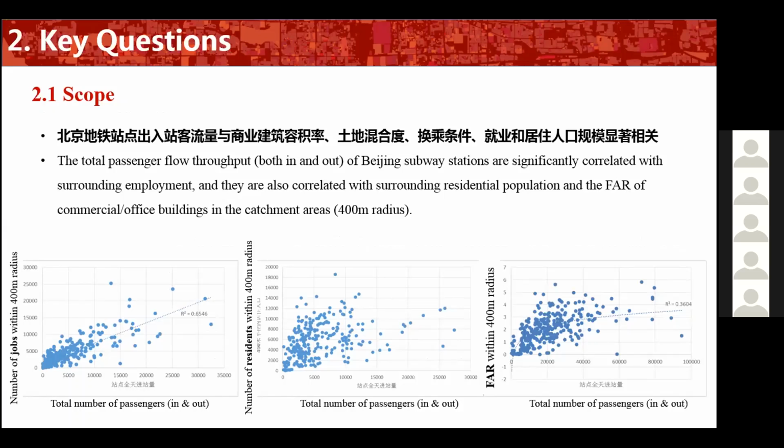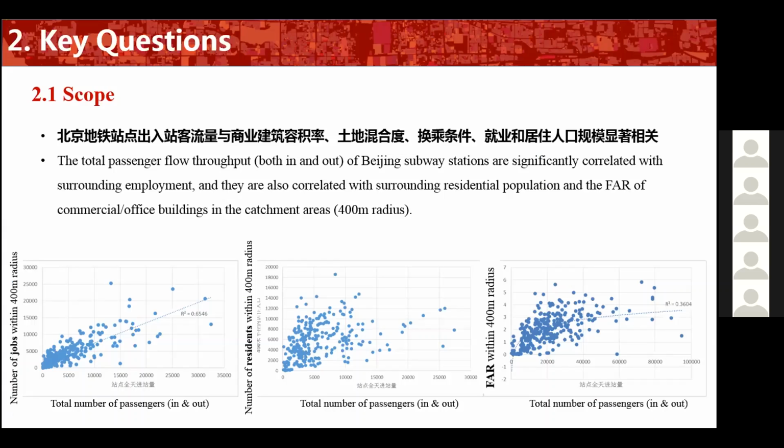So the first question is the scope. The total passenger flow throughput of Beijing subway stations is significantly correlated with surrounding employment, and also correlated with surrounding residential population and the FAR of commercial and office buildings in the catchment areas.